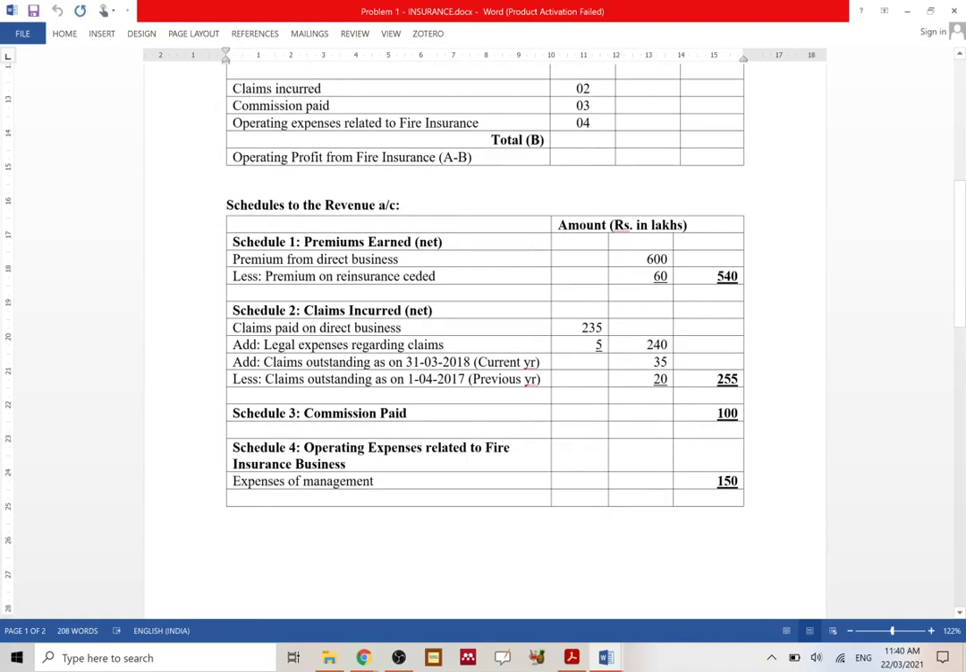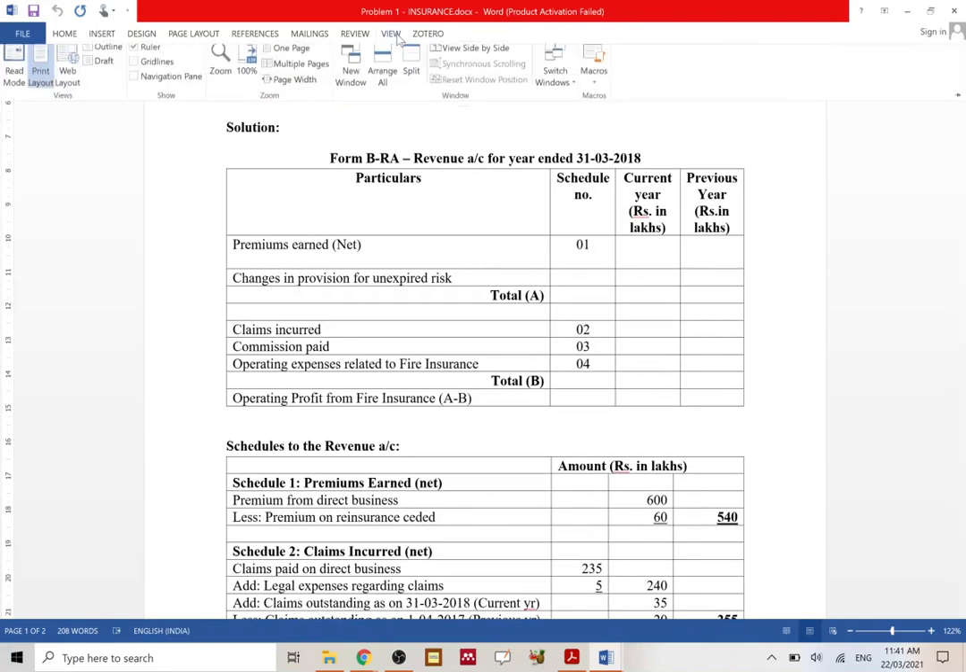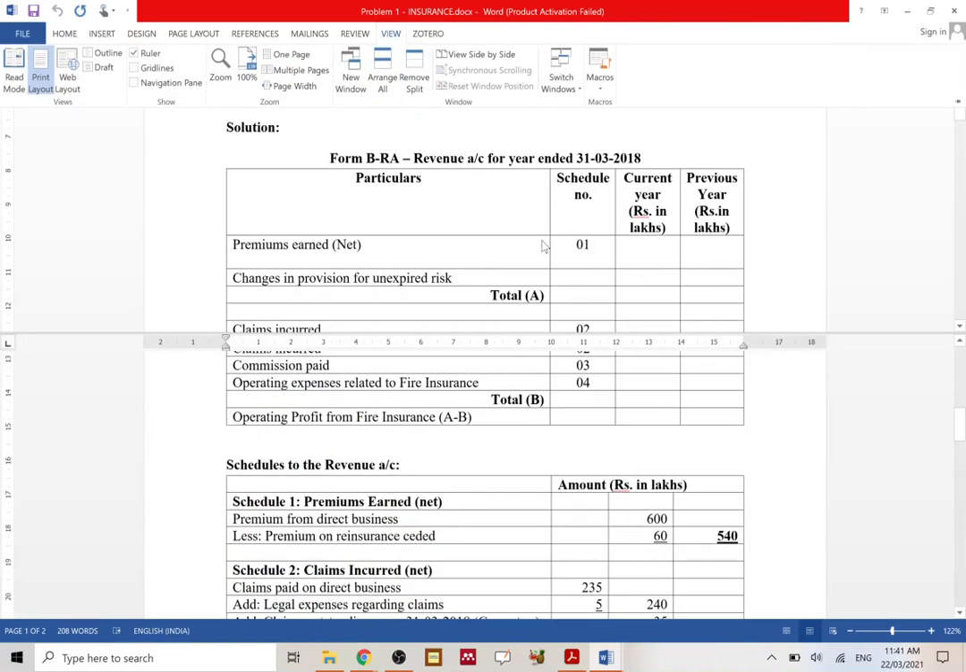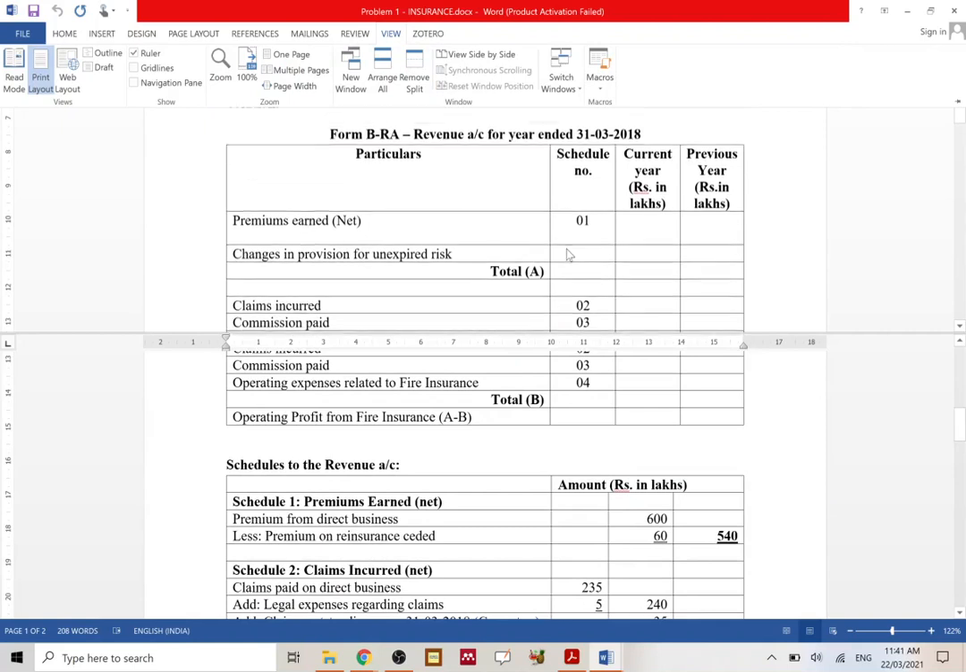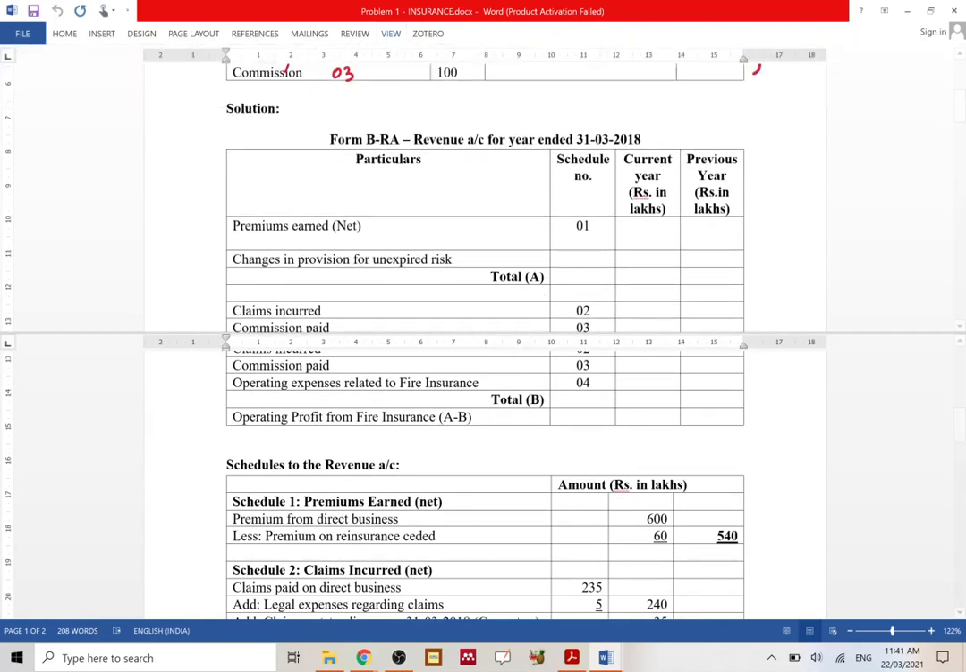So we had premiums from both direct business and reinsurance ceded. Accordingly, we got the final figure. Same way, certain claims were outstanding at the beginning and end of the year, and all other expenses related to commission and operating expenses are put. Let's now transfer the totals of the schedules from the respective schedules here to the revenue account.